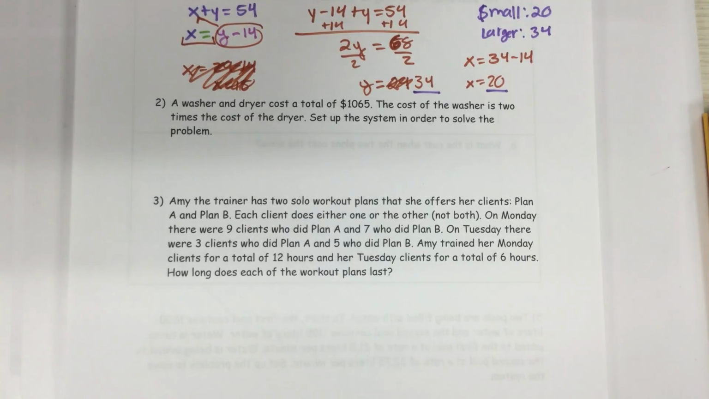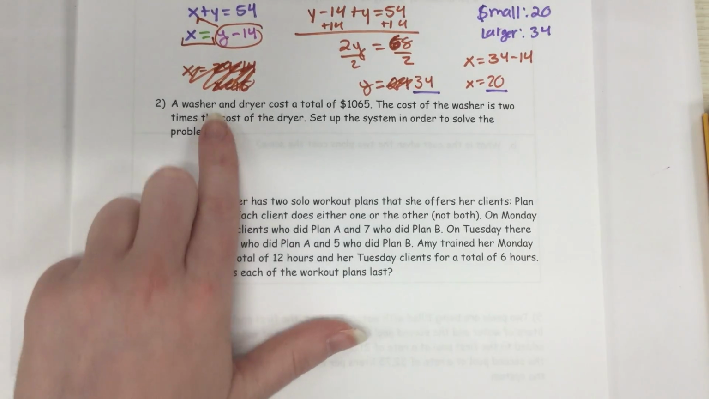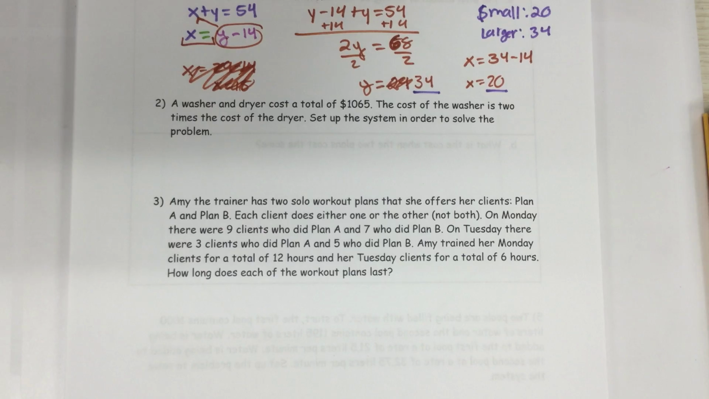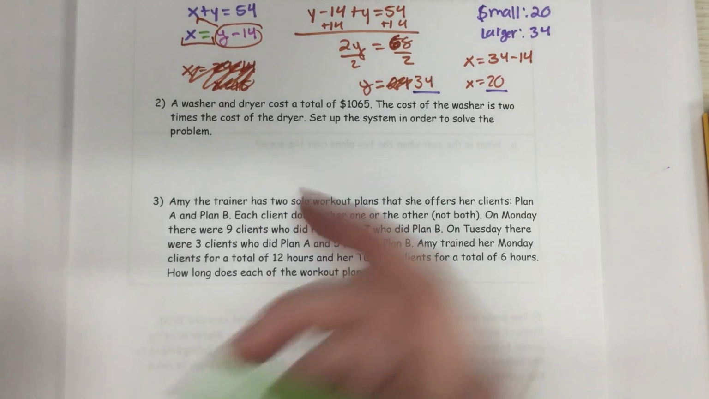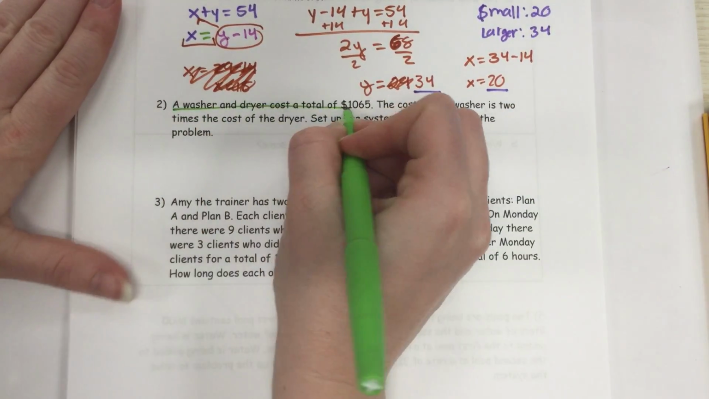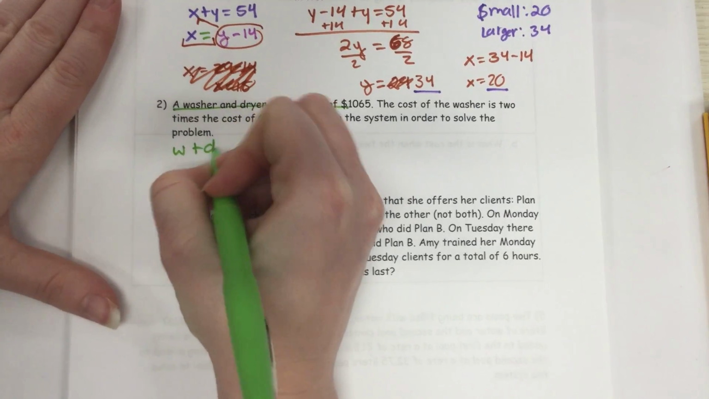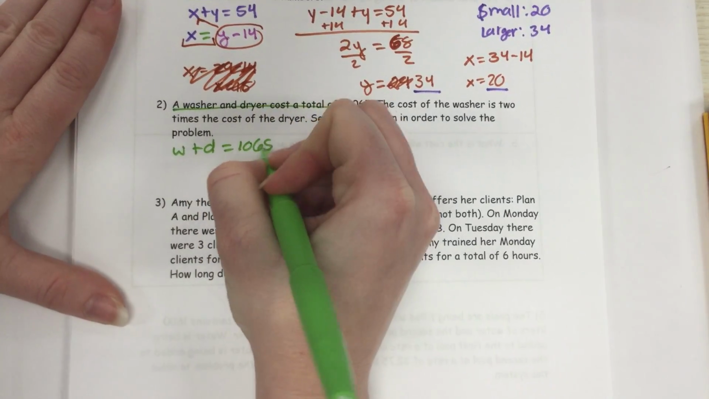Some of it will actually be like a word problem. Okay, so the washer and dryer cost a total of $1,064. So change that into a sentence. So W plus D equals 1065.